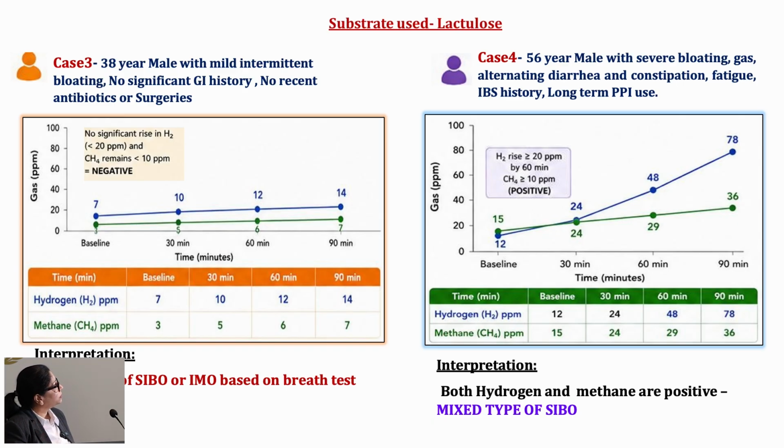A 56-year-old male with severe bloating, gas, alternating diarrhea and constipation, fatigue, IBS history, and long-term PPI use. Here you can see hydrogen positive and methane positive. What is your interpretation? This is a mixed type of SIBO.